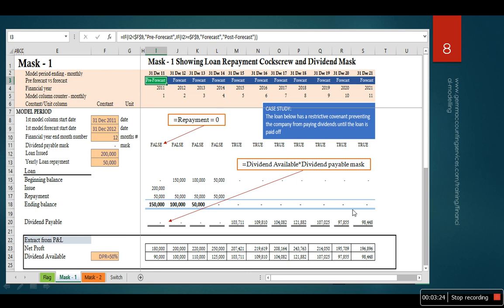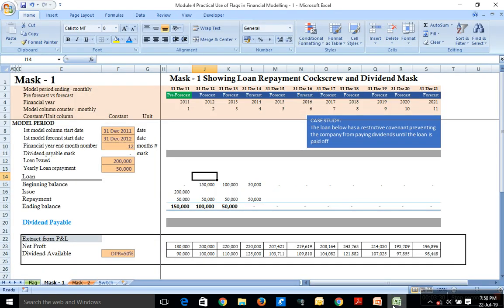So let me take us through the Excel sheet where we can then practicalize this. So this is the dividend payable mask, and this is the loan schedule. When the loan is 0, which is here, then our repayment should show through. And so we say this repayment, is it equal to 0, and that's all. That is the logical test we are carrying out there.